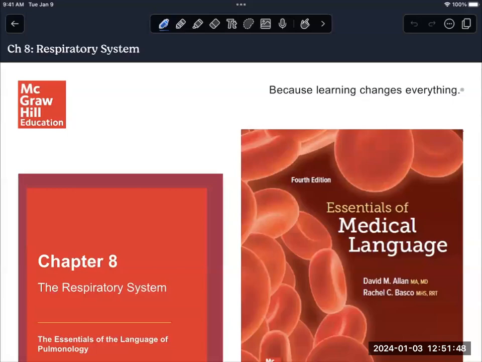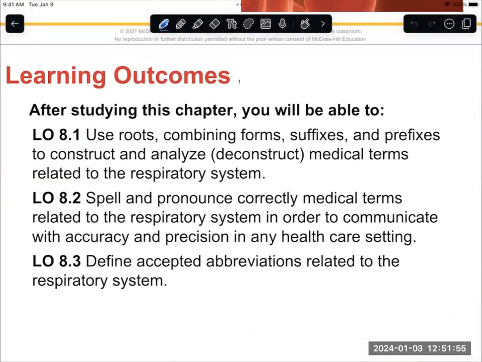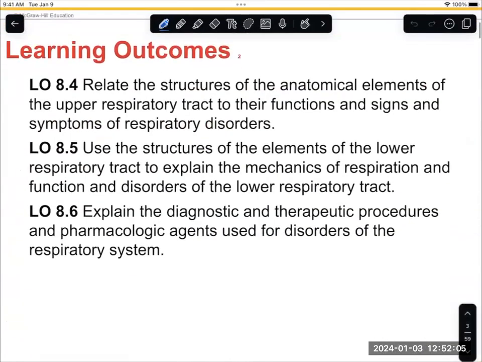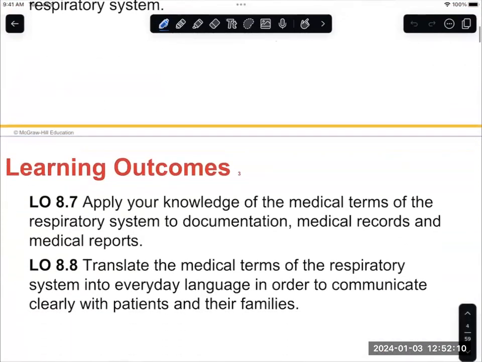Hello, welcome to Chapter 8, the respiratory system. Today we're going to work on, again, breaking down words, finding combining forms, roots, suffixes, prefixes. We're going to work on spelling words correctly, defining different abbreviations, anatomical structures, diagnostic procedures.